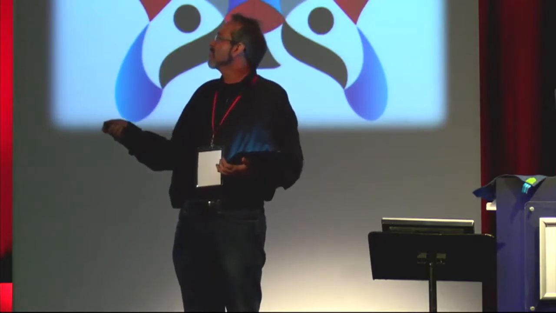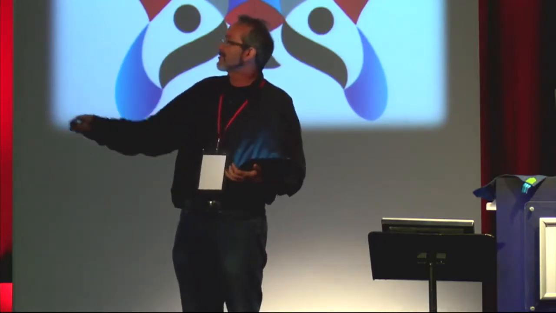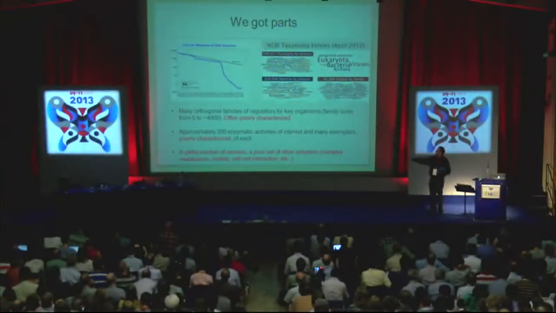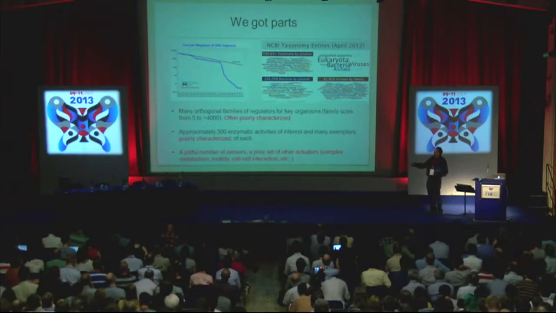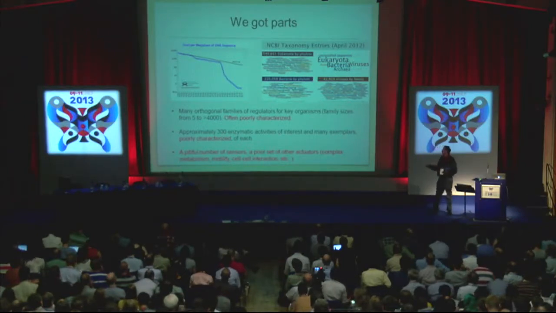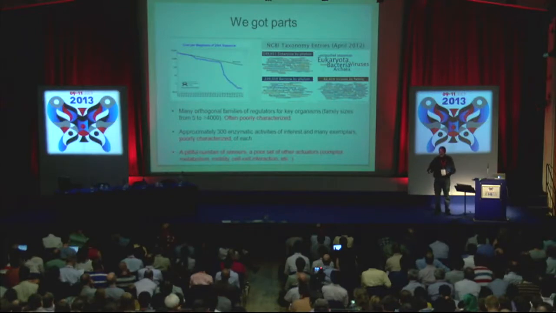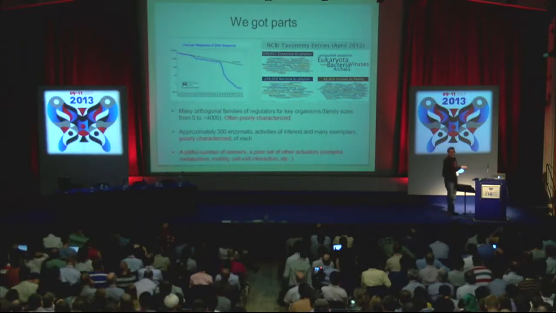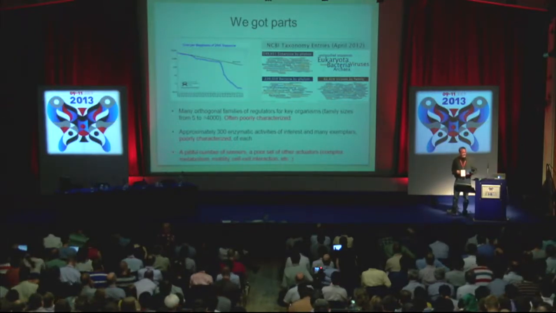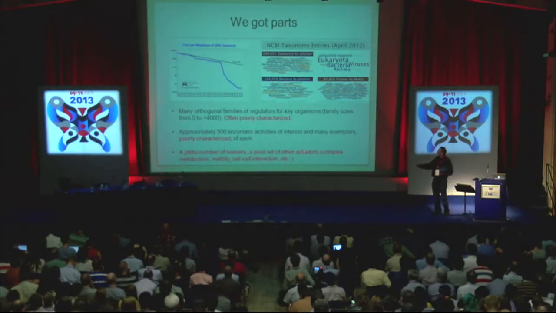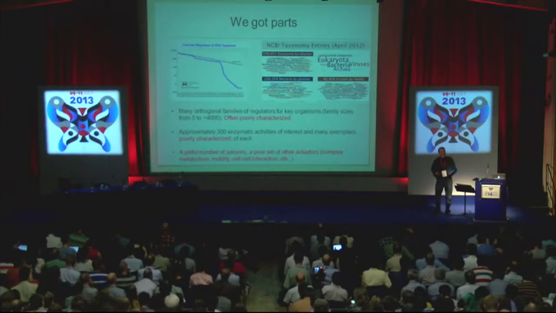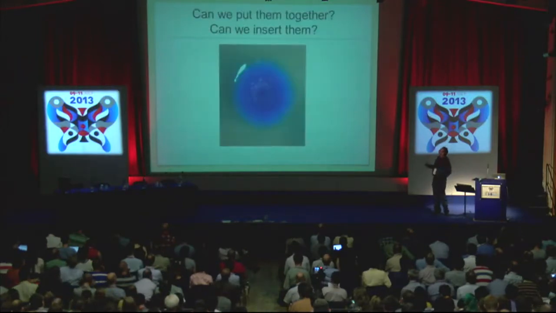And we have many orthogonal families of regulators for key organisms, poorly characterized. Approximately 300 enzymatic activities of interest that we need for industrial things, poorly characterized. And a pitiful number of sensors and other actuators, such as nitrogen fixation, motility, spatial control. Pitiful, actually. Also, poorly characterized. So what's the roadblock here? It's not the parts, it's not the assembly, it's characterization. Can we put them together? Can we insert them a lot?